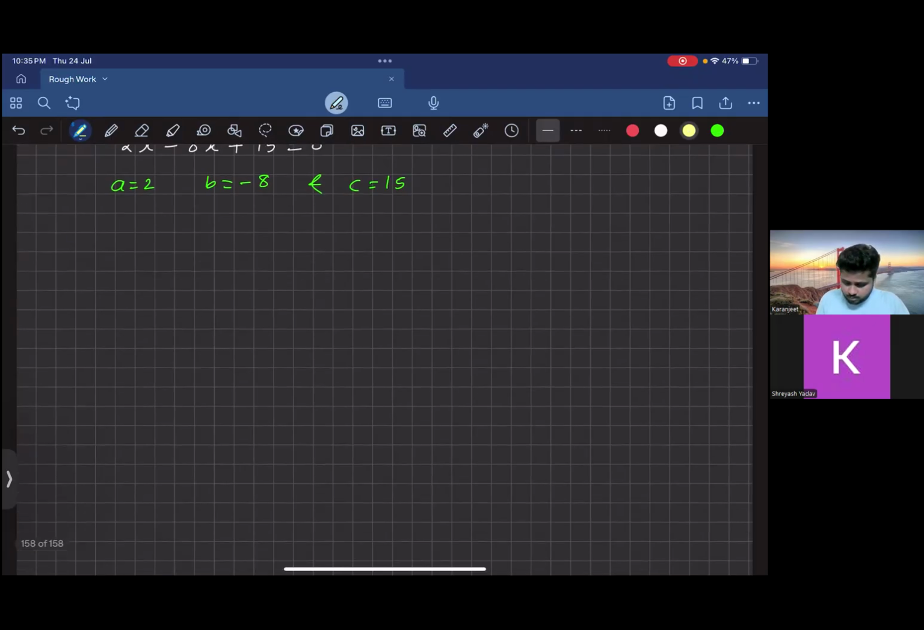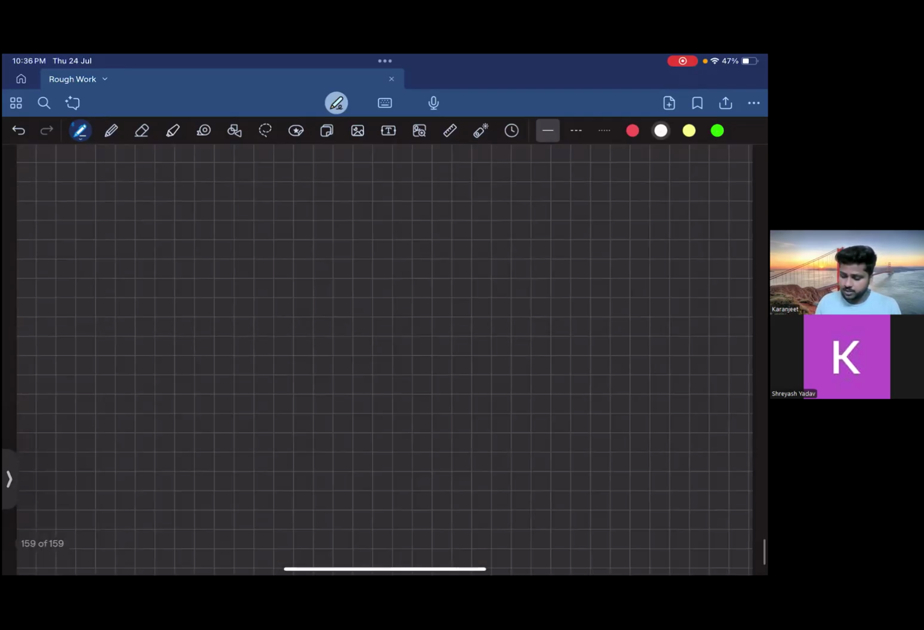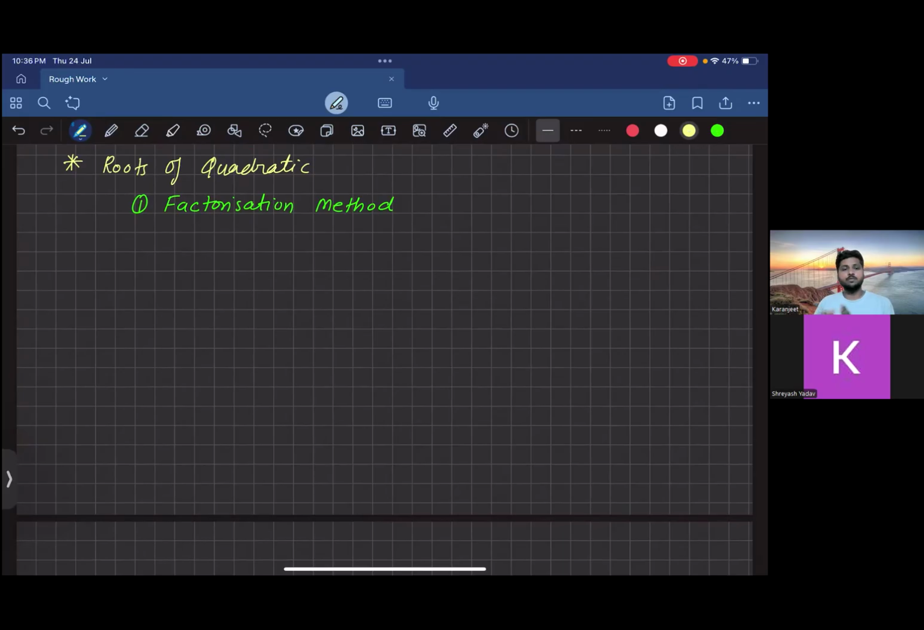Now I'll go for the roots of a quadratic. How do we find the roots of a quadratic? There are two methods. The very first one is called the factorization method. In the factorization method, what we have to do is find the factors of the quadratic. Example, let us take x square plus 7x plus 12 equals 0.